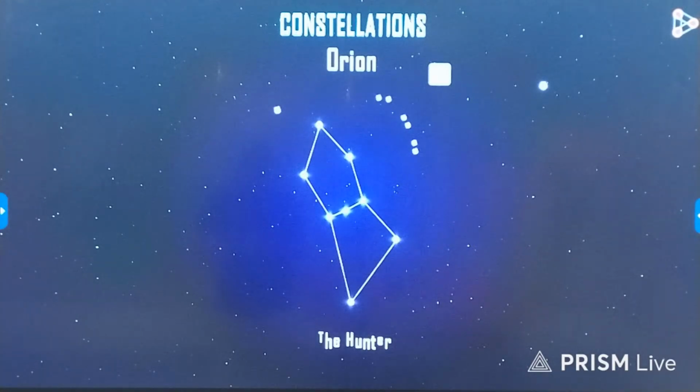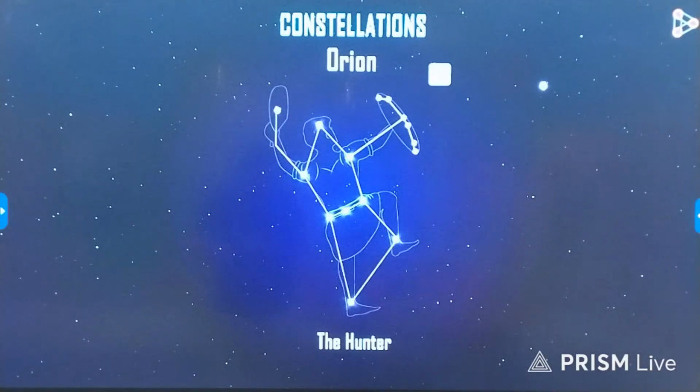Its alternative name is the Hunter. I'm sure you're wondering why it's called the Hunter. That's because this constellation forms the pattern of a hunter, and these 3 bright stars represent the belt of the hunter. The other 4 bright stars form a quadrilateral.